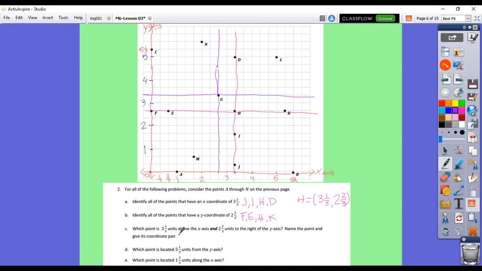So it says name the point, but then it says also to give its coordinate pair. Well, they actually gave us the coordinate pair, but they did it in a backwards way. We started drawing this line, which is our y coordinate. So we can't be fooled. We got to go to the origin, and we go over to our friend's house, and we went over 2 2/3. And then we go up to their room, and we went up 3 1/3.